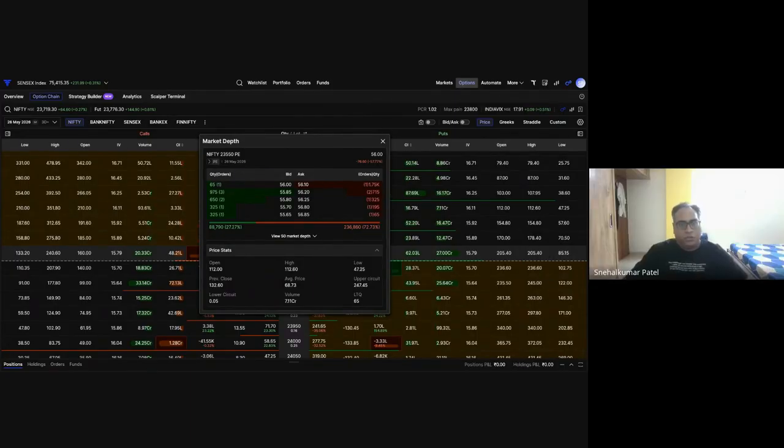Okay. So here we are looking at the market depth. Here on the left side, we are looking at the bid, and on the right side, we are looking at the ask. So this is the example of how the market depth looks like, where the number of buyers are on the left and number of sellers are on the right side. I'll move back again to the presentation.